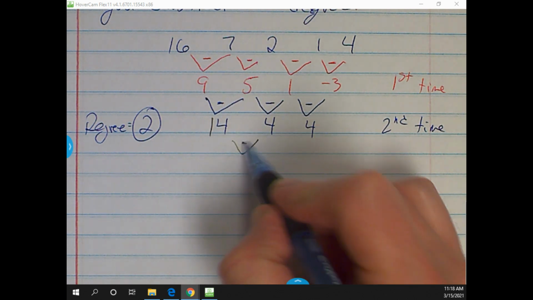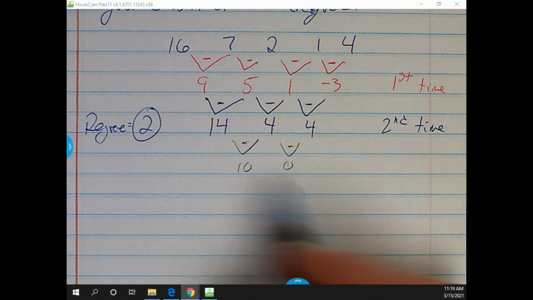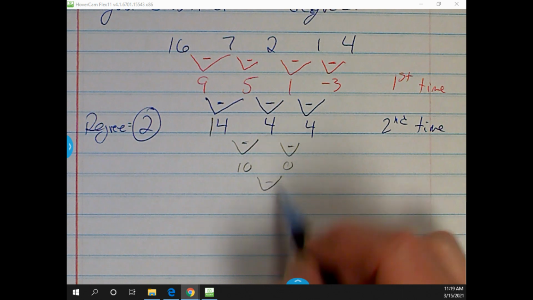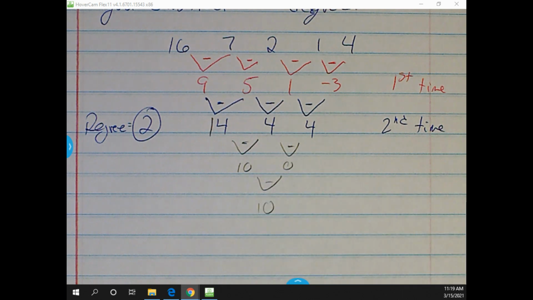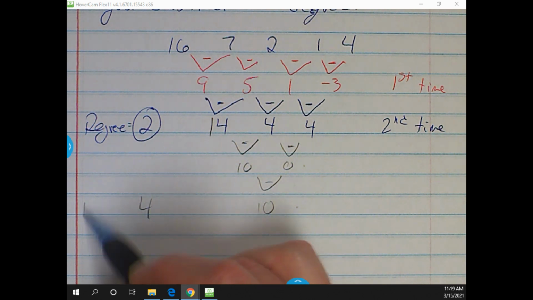So you subtract those two, that would make it 10. If you subtract those two, that would be 0. Still not the same, but then when you do 10 minus 0, you get 10. Well, that's the third time. That would be the fourth time. So finally, this one would be a degree of 4.